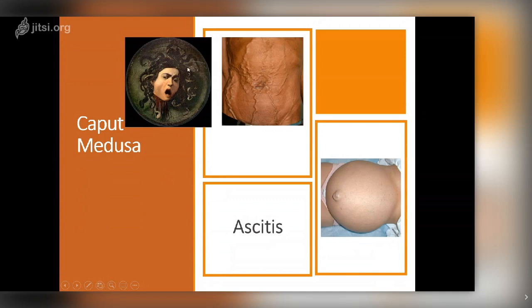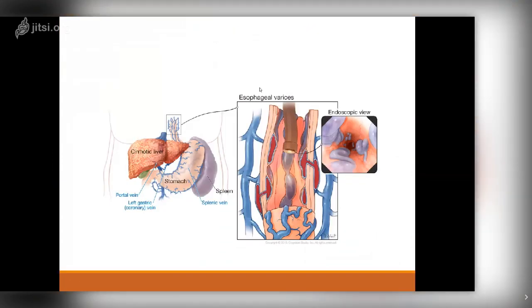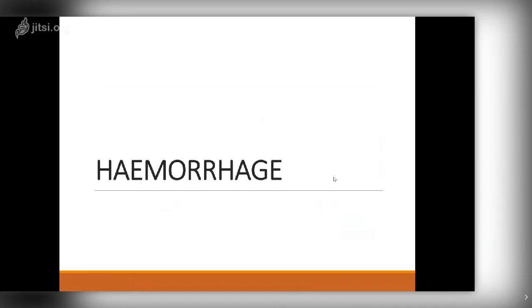If you remember Greek mythology, Medusa Gorgona had snakes instead of her hairs, and these snakes look similar to the dilated veins on the anterior abdominal wall in patients with portal hypertension. That's why the condition got its name. And here you see esophageal varices, dilation of veins that became visible on endoscopic examination, and rupture of these varices may provoke fatal bleeding.